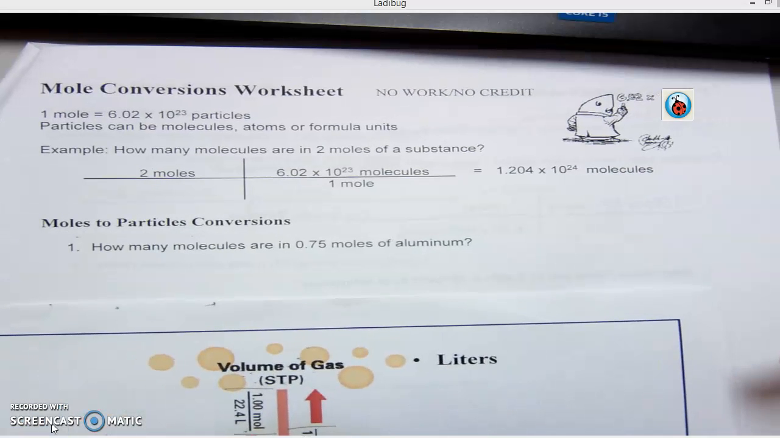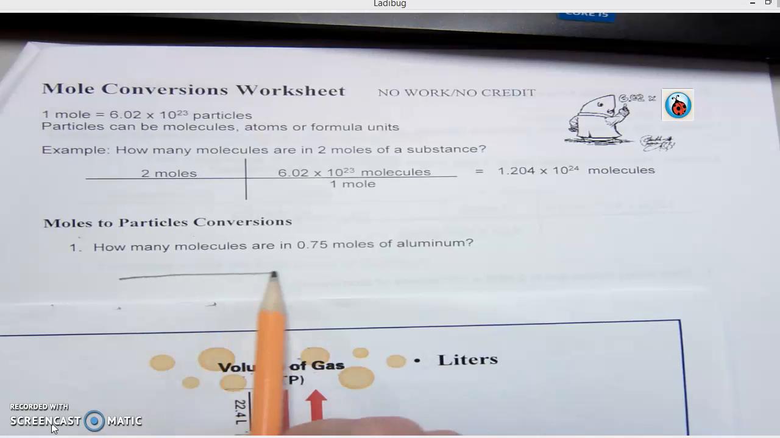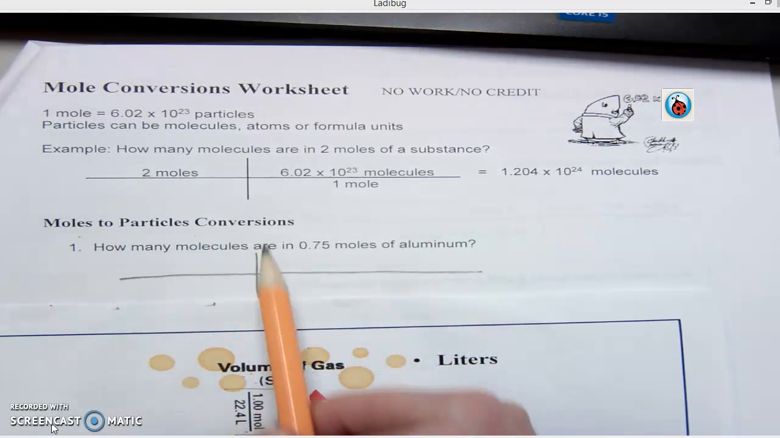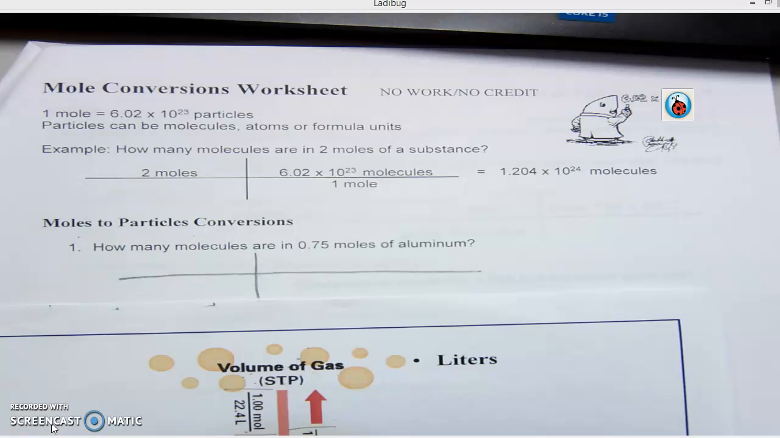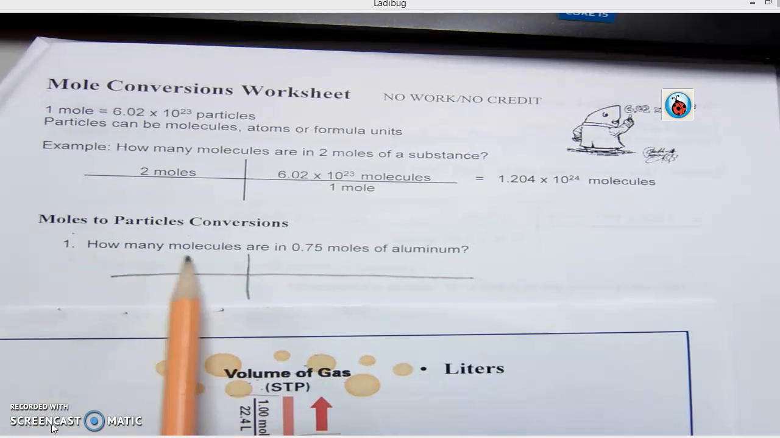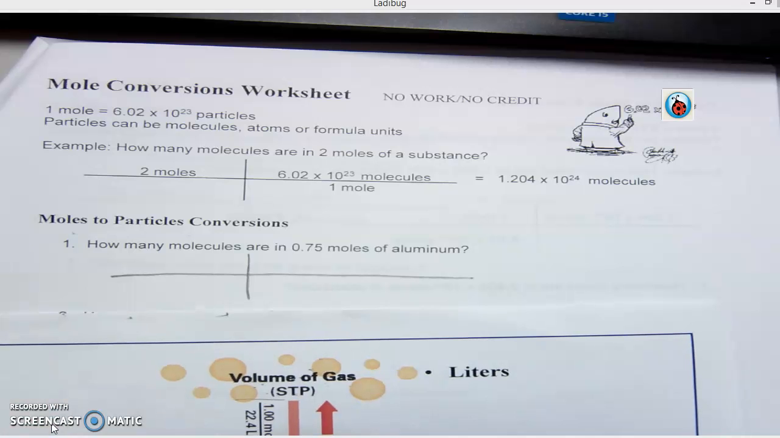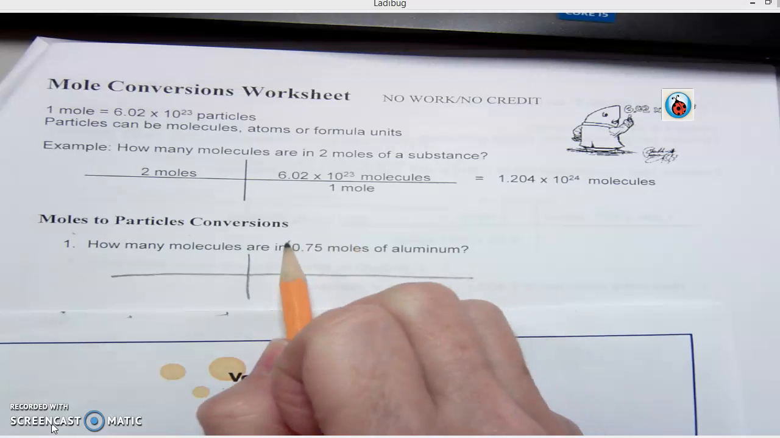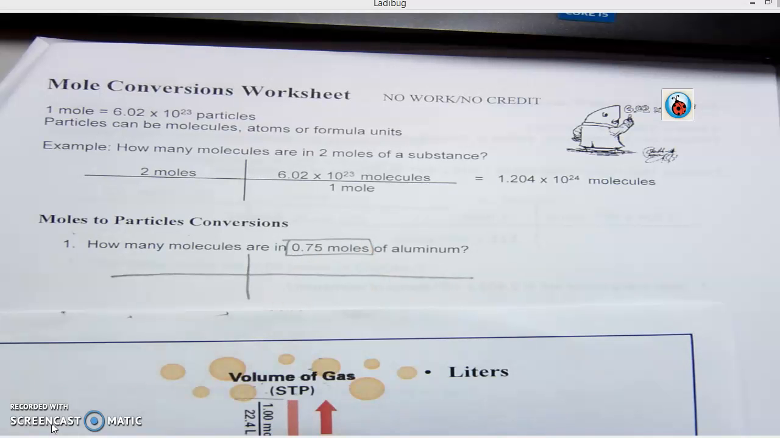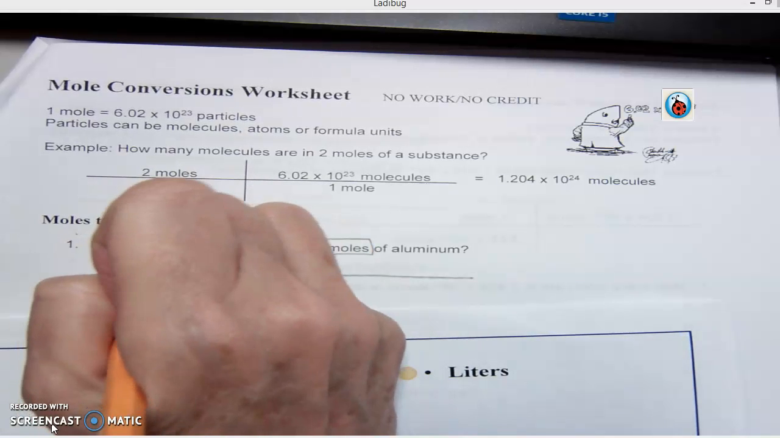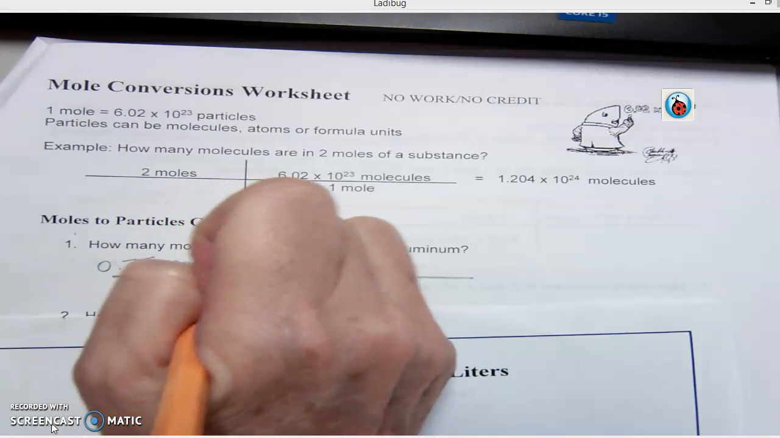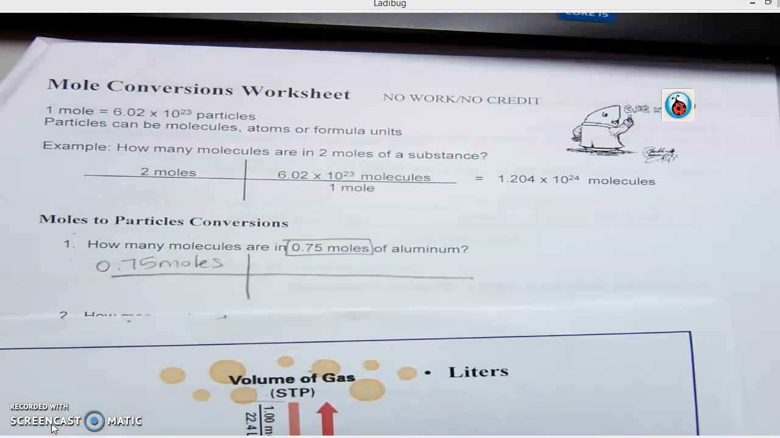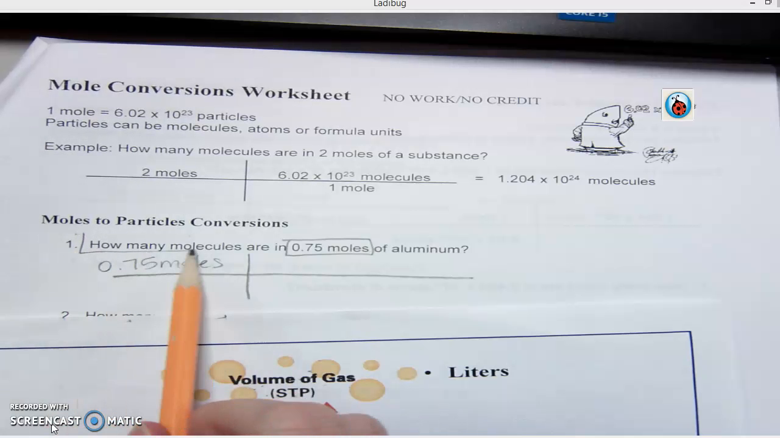So when you set this up, you're going to draw a train track, just like the example up here. What goes in the start box? This is called a start box. What we know goes in the start box. So let's read our question here. How many molecules are in 0.75 moles of aluminum? What do we know? We know one thing. We have 0.75 moles of aluminum. What do we want to know? How many molecules?